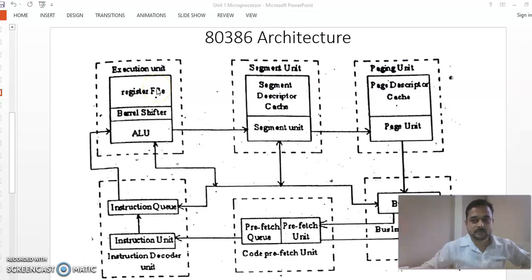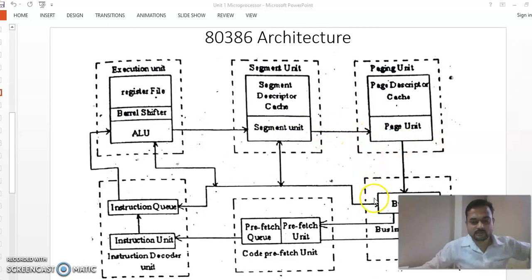There are 8 general purpose registers: accumulator register, extended accumulator register, extended B register, extended C register, and extended D register. Also there are the stack pointer, base pointer, source index, and destination index. In this way, 8 general purpose 32-bit registers are available. This register file is given to segmentation and paging. The segmentation unit and paging unit are part of the memory management unit, MMU, so it is given further.